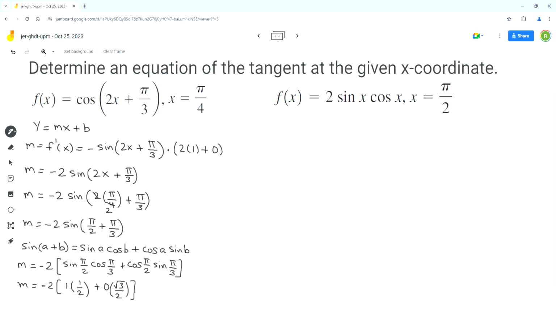So we get m equals negative 2 times half, which is equal to just negative 1. So this is the slope of the tangent. Now we can sub in this m value in the general equation. Now negative 1x can be written as just negative x.